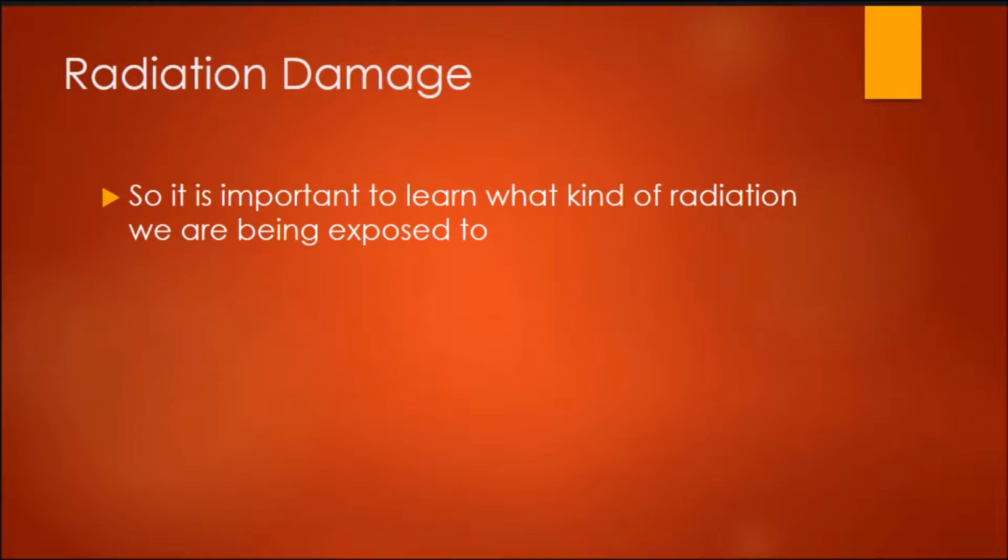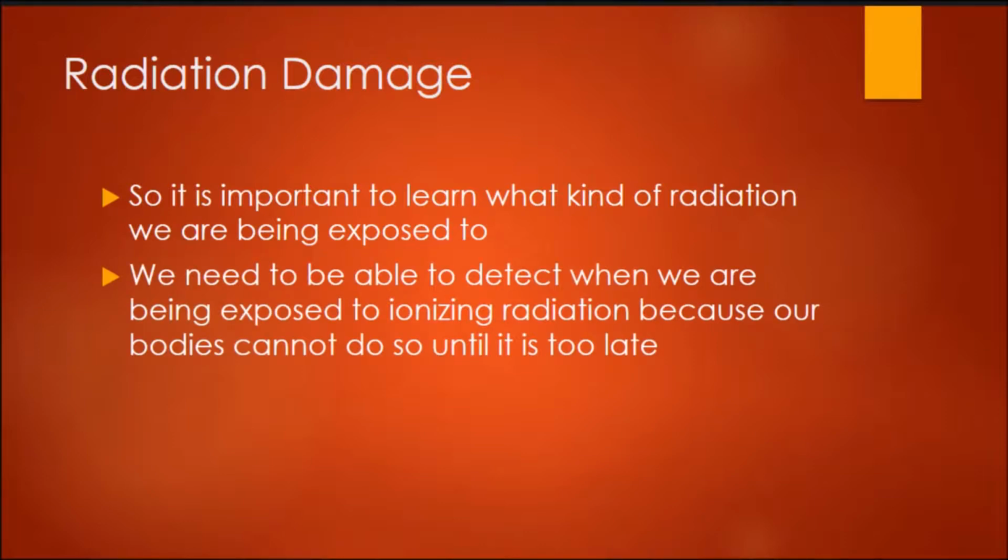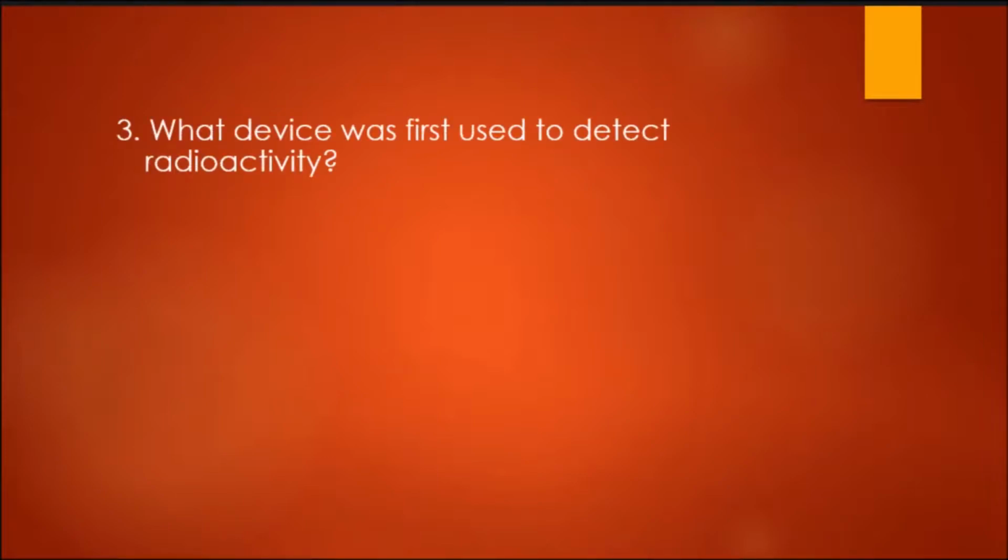So it's important to learn what kind of radiation we are exposed to. We need to be able to detect when we are being exposed to ionizing radiation because our bodies cannot do so until it is too late. When your hair starts to fall out, it's too late. And I'm not talking because your dad went bald. I'm talking about your hair falling out because of radiation.